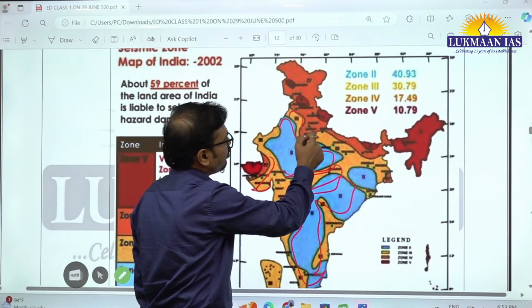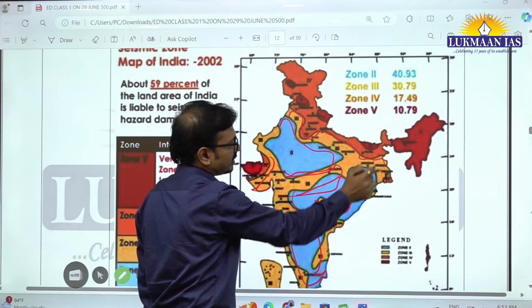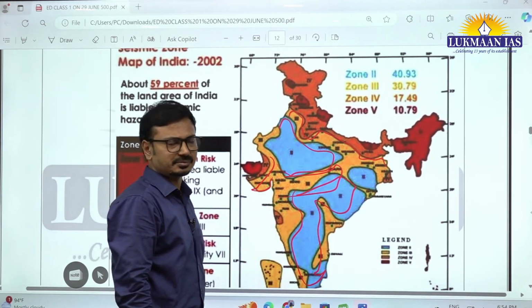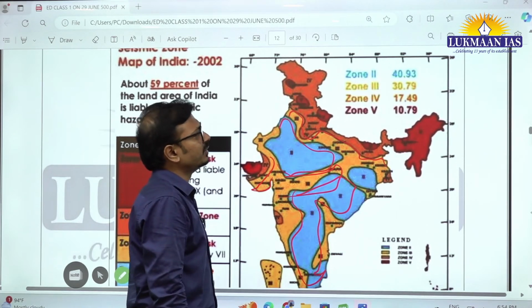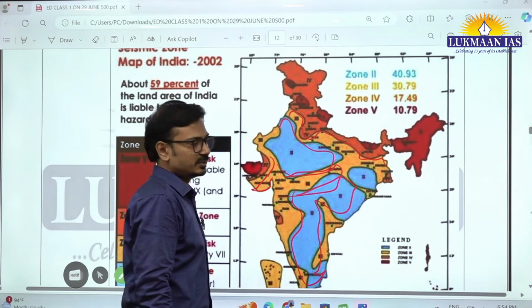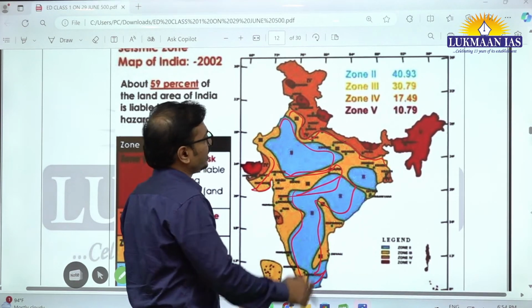And then some parts of the foothills of the Himalayas, or the North Indian plains. Okay, North Indian plains, zone 3. Zone 4 is then the surroundings of it, or near it.